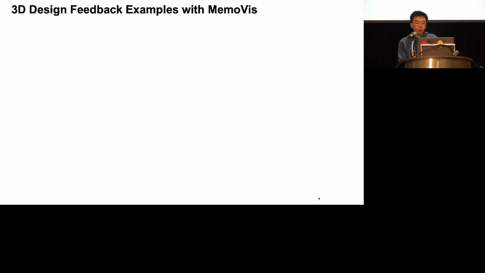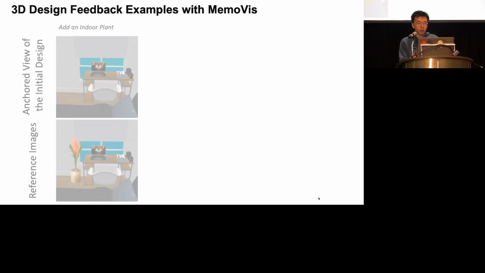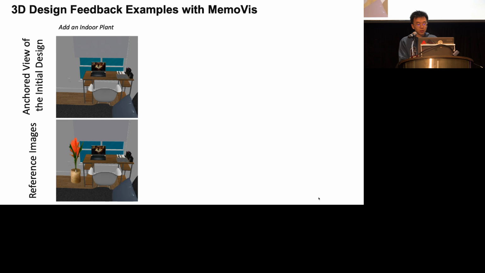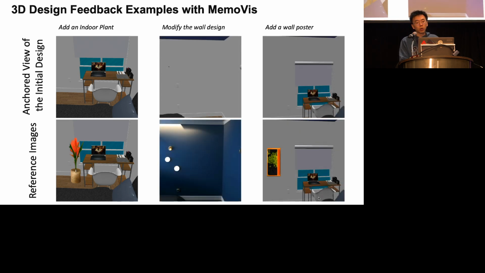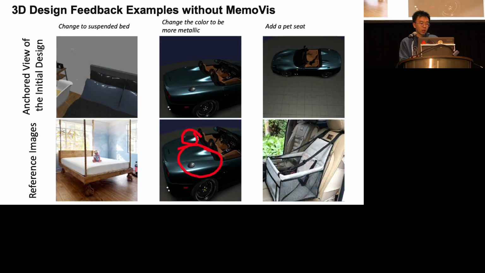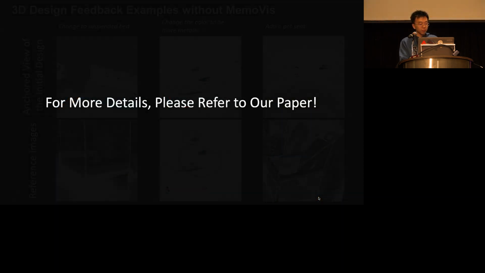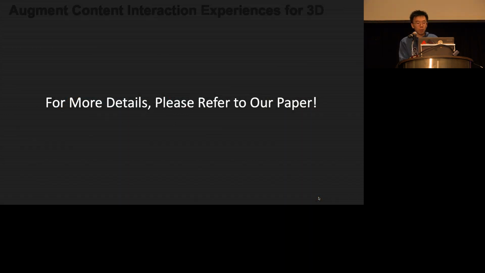At the end, we want to show some example reference images created by the feedback providers using MemoVis, illustrating suggestions such as adding an indoor plant, modifying the wall design, and also including a wall poster. In contrast, without the MemoVis, interpreting the design feedback through search and annotated reference images can be more challenging, and sometimes it can cause misunderstandings to the 3D designers. For more details, please refer to our paper.